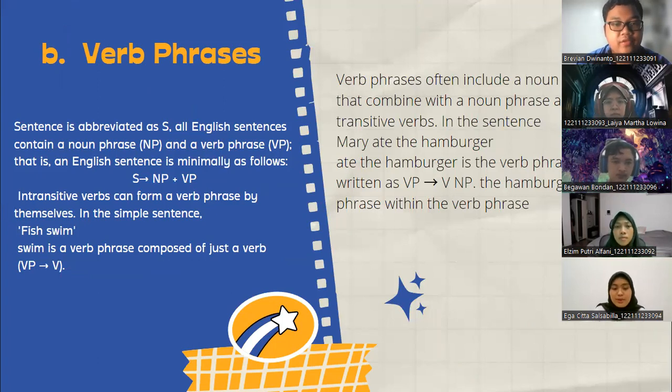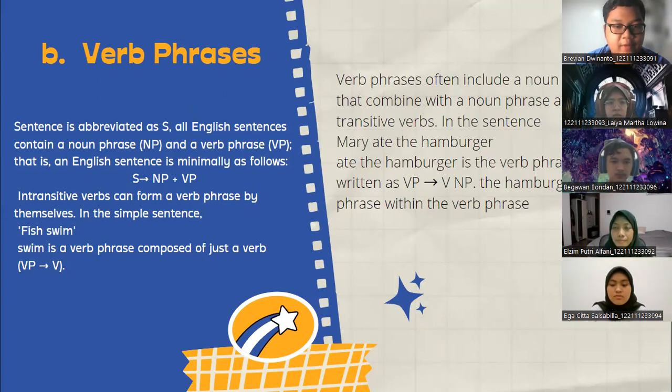Now I'm going to explain verb phrases. Sentence is abbreviated as S. All English sentences contain a noun phrase, or NP, and a verb phrase, or VP. That is, an English sentence is minimally as follows: S → NP + VP.